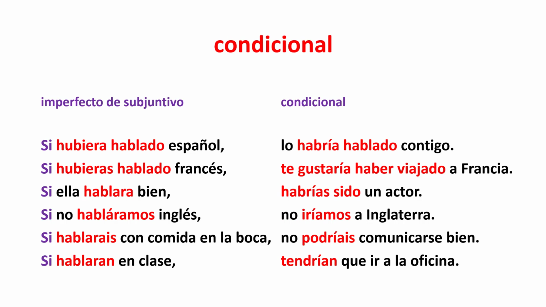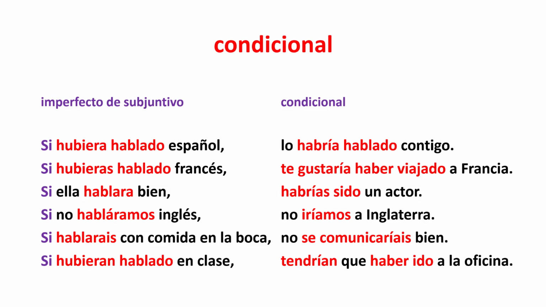Notice that no does not affect this either way, and neither does cuando, que, or si. The real connector here is going to be entonces, and usually that's not even added in the sentence. It just uses a comma between the two phrases. Si hablarais con comida en la boca, no os comunicaríais bien. If y'all spoke with food in your mouths, you wouldn't speak well. Si hubieran hablado en clase, if they had spoken in class, tendrían que haber ido a la oficina. They would have had to have gone to the office. So you can see that the perfects can also be used in the conditional phrases.